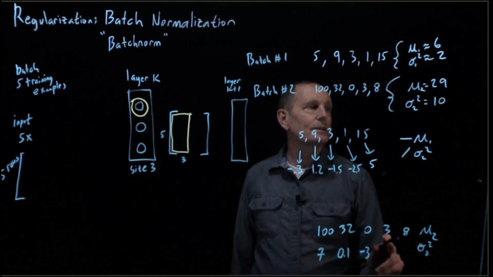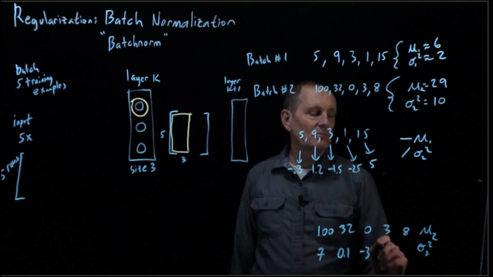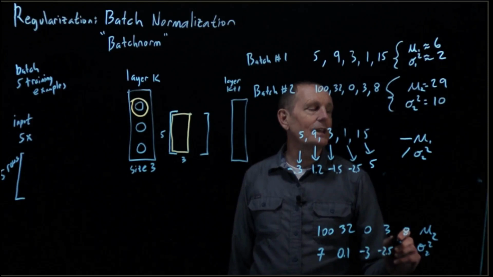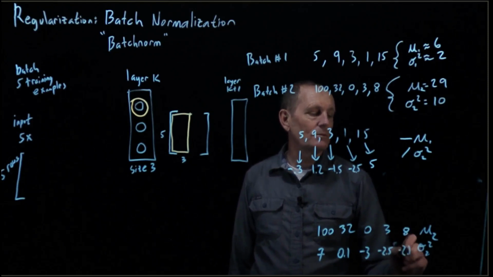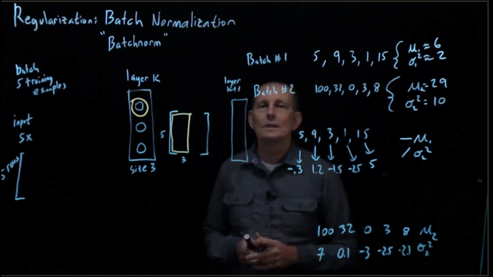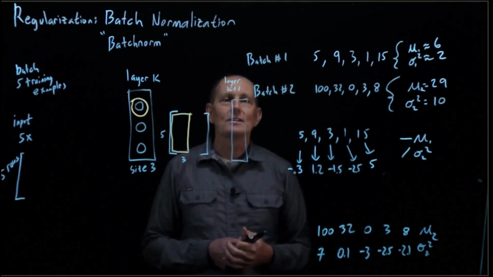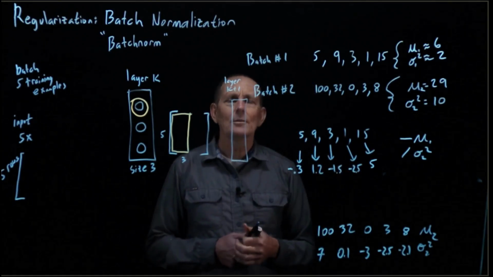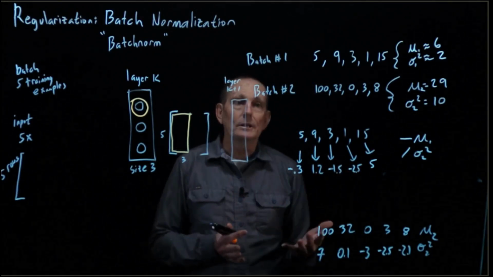Three is maybe 2.5, negative 2.5, and 8 is closer to negative 2.1, something like that. So we know how to do that. We can do this standardization. The problem is this doesn't quite work right. We know how to do it, right?